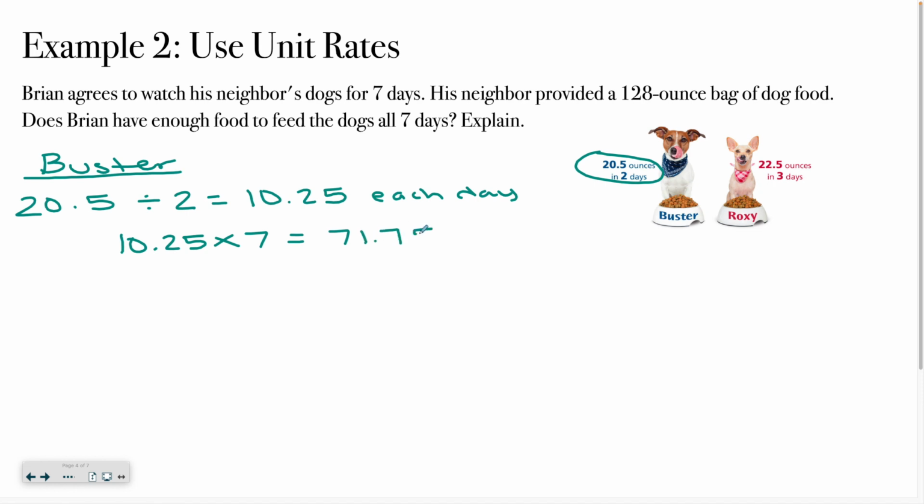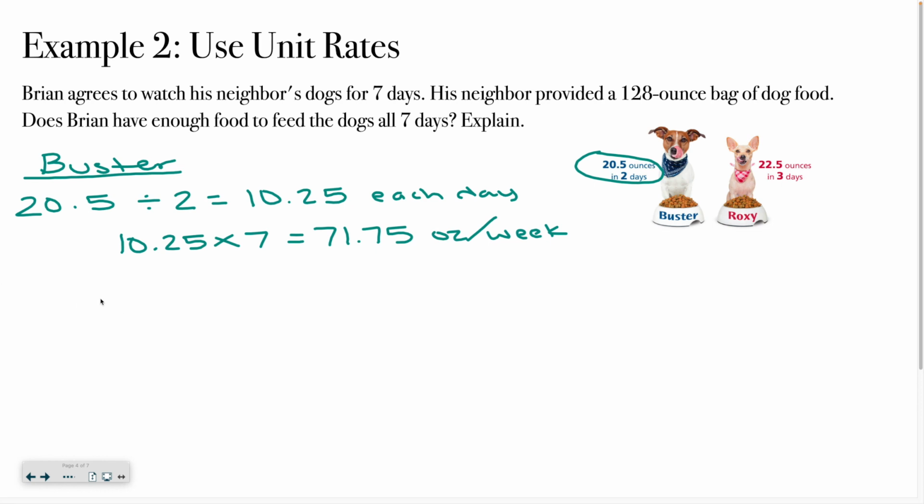Again, remember, you are allowed to use your calculator. So I wrote 71.75 ounces per week. Notice that instead of writing the word per, I just did a slash. That's another way to represent the word per. It just means that you are dividing.